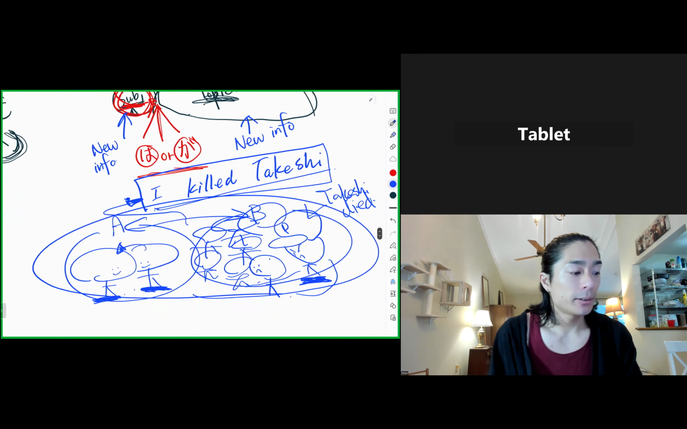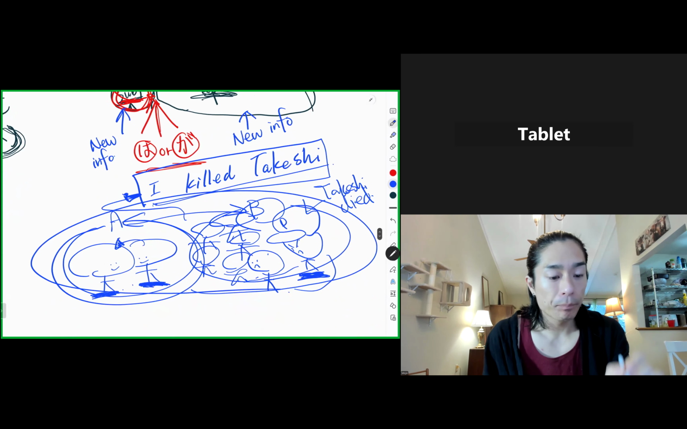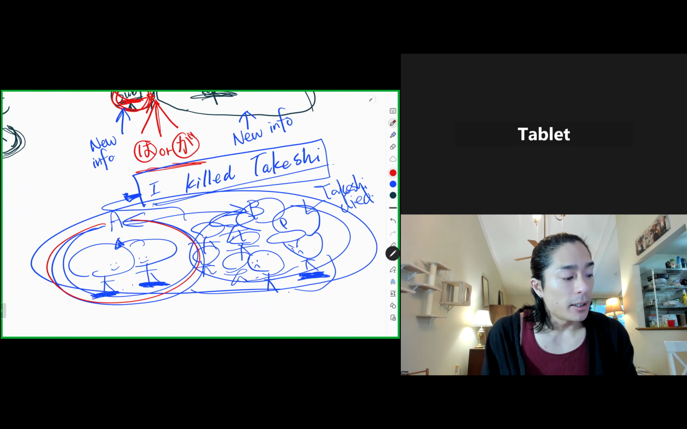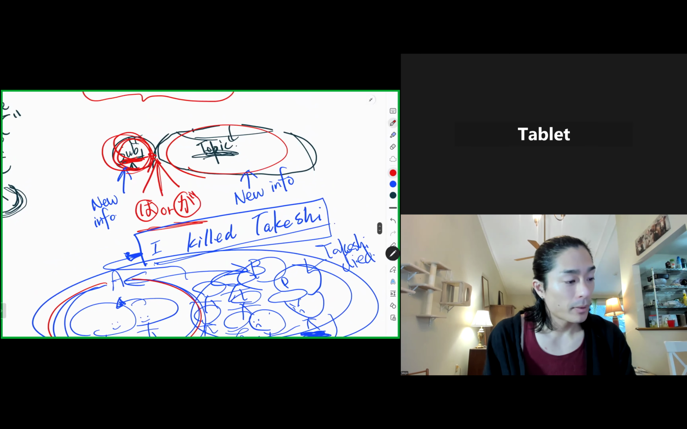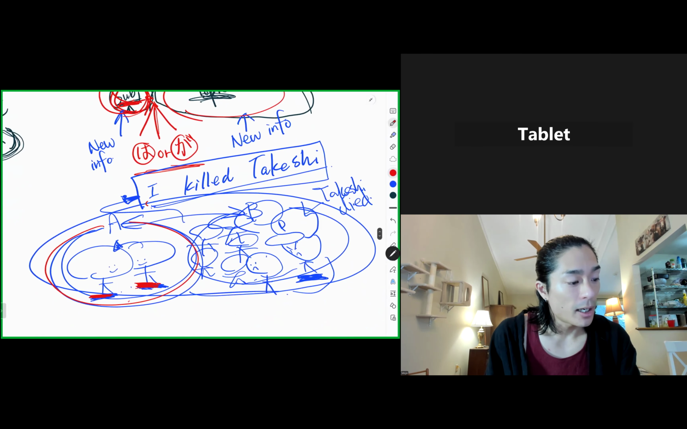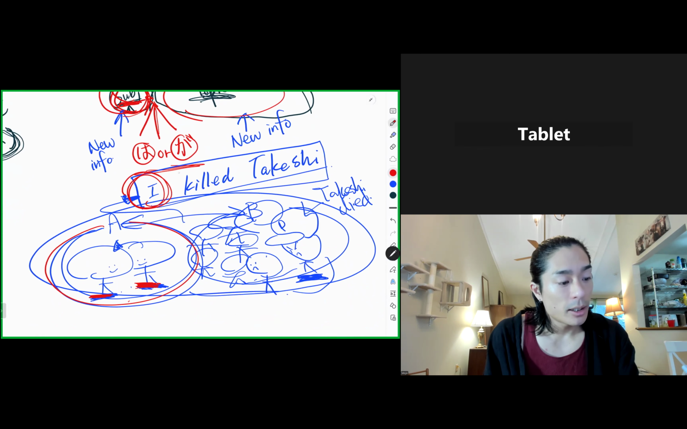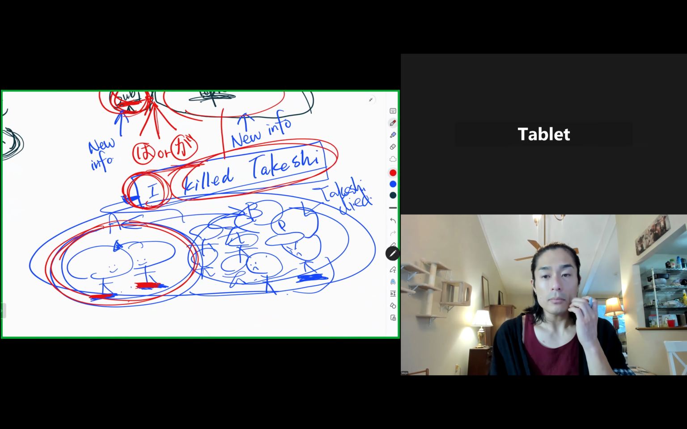These two situations, A and B. Let's go back to A. Your friend is like, hey, what'd you do this past weekend? Yeah, I killed Takeshi. In this case, which side is more important, subject or topic? In this case, subject meaning I is the subject. Kill Takeshi is the topic, right? Which side is more important in this situation A?